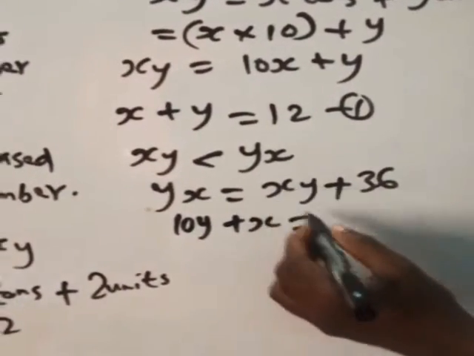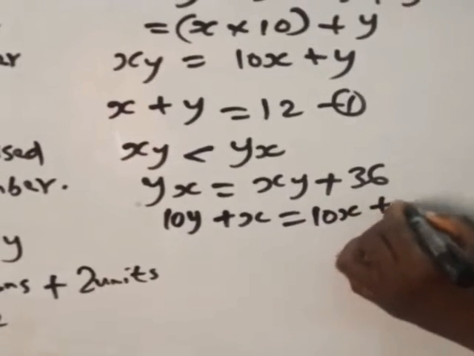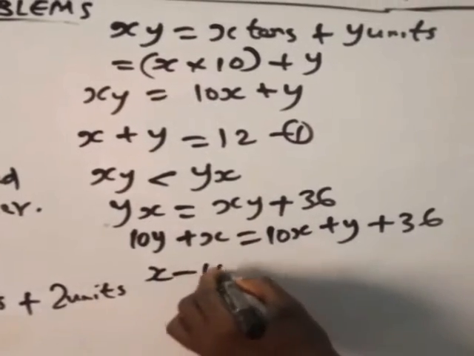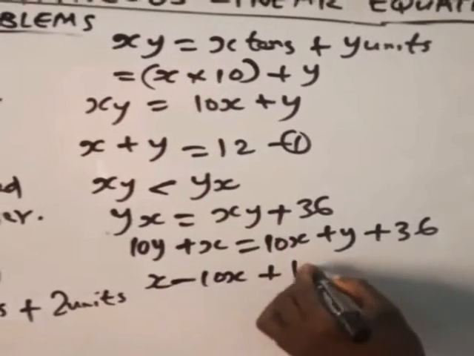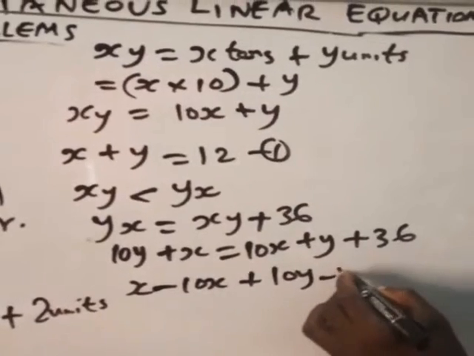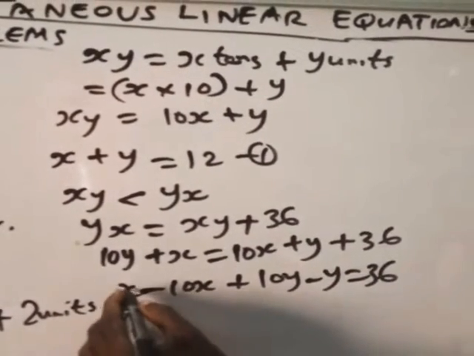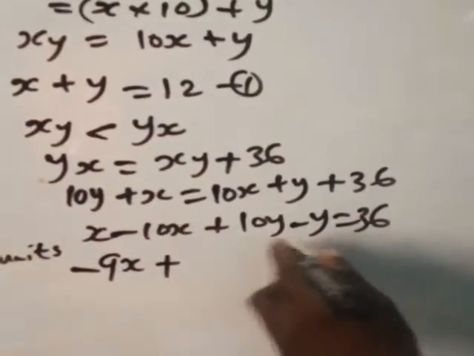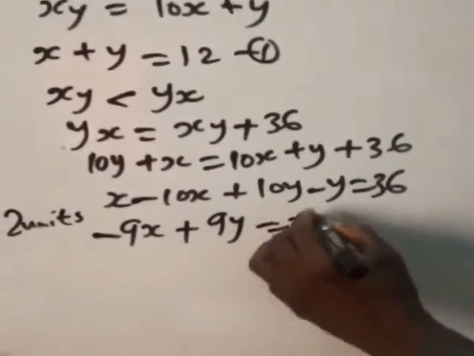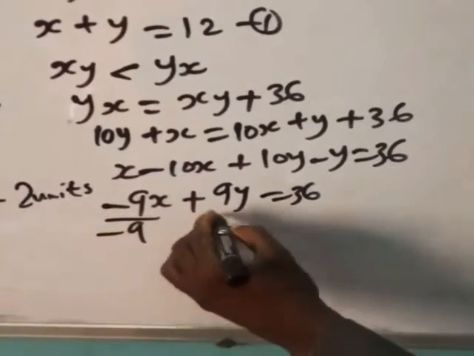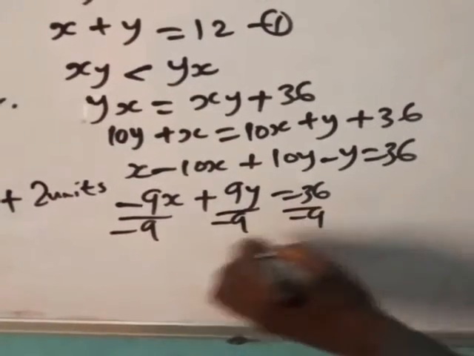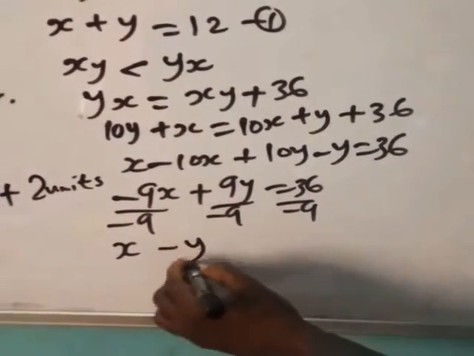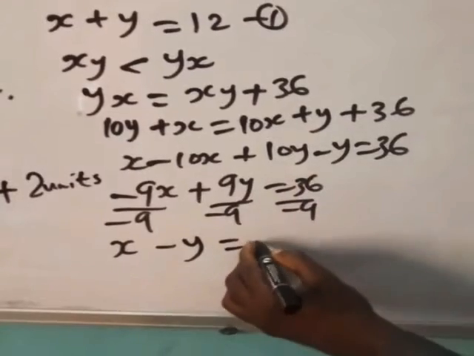When you expand the number, it will be 10x plus y plus 36. So x, bring 10x here, minus 10x plus 10y, bring y here, minus y is equal to 36. So x minus 10x will give you minus 9x plus 10y minus y, 9y is 36. Divide through by minus 9 because it's a common factor. So we have x minus y is equal to minus 4.